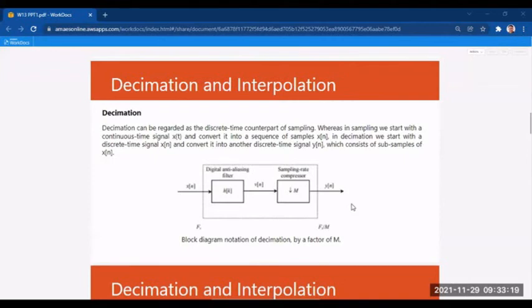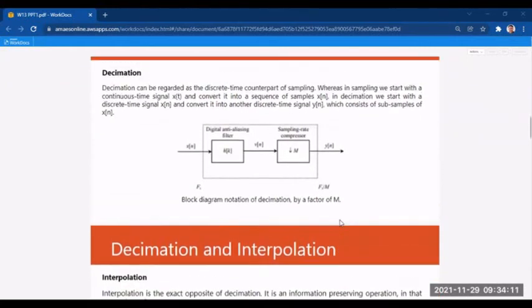So here we have a block diagram notation of decimation by a factor of M. What happens in decimation is that we lower down the sampling rate of a discrete time signal by a factor of M. So if our original discrete time signal, for example, is x of n with sampling rate of f of s, after decimation, we will have this signal y of n, and the sampling rate of y of n is f of s divided by M. Okay, so the sampling rate was divided by a factor of M.